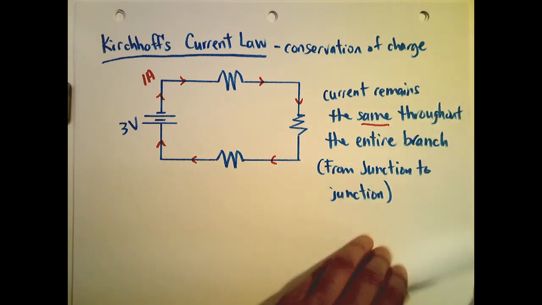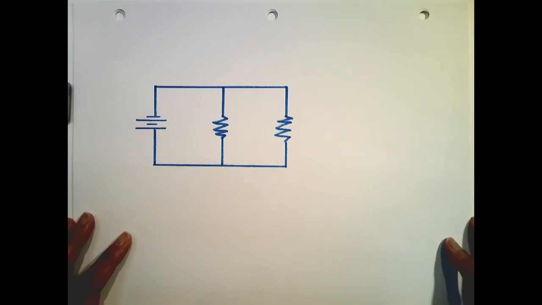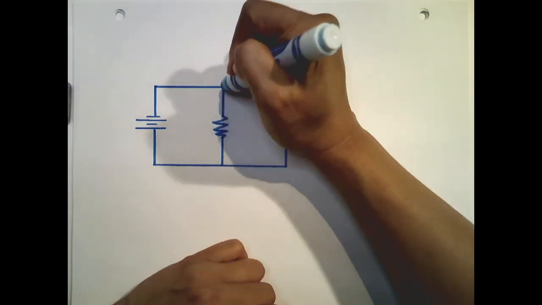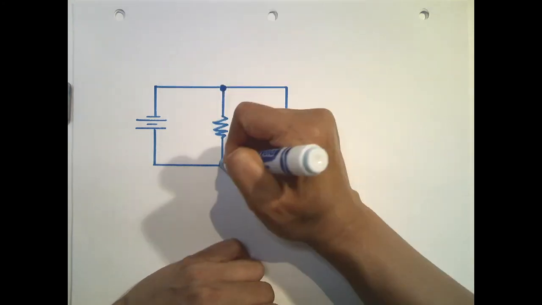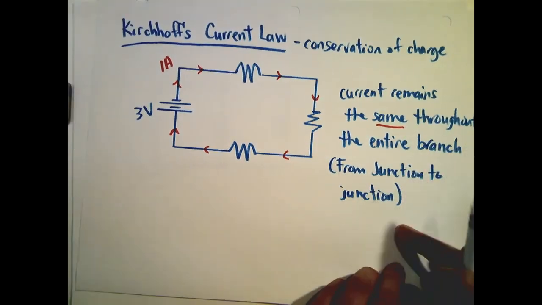So let's do an example where the flow does change, all right? So in this case here, we actually have 2 branches. So how do I know? Because there's a junction here and here. And technically, there's actually 3 branches. So remember, a branch is from junction to junction.